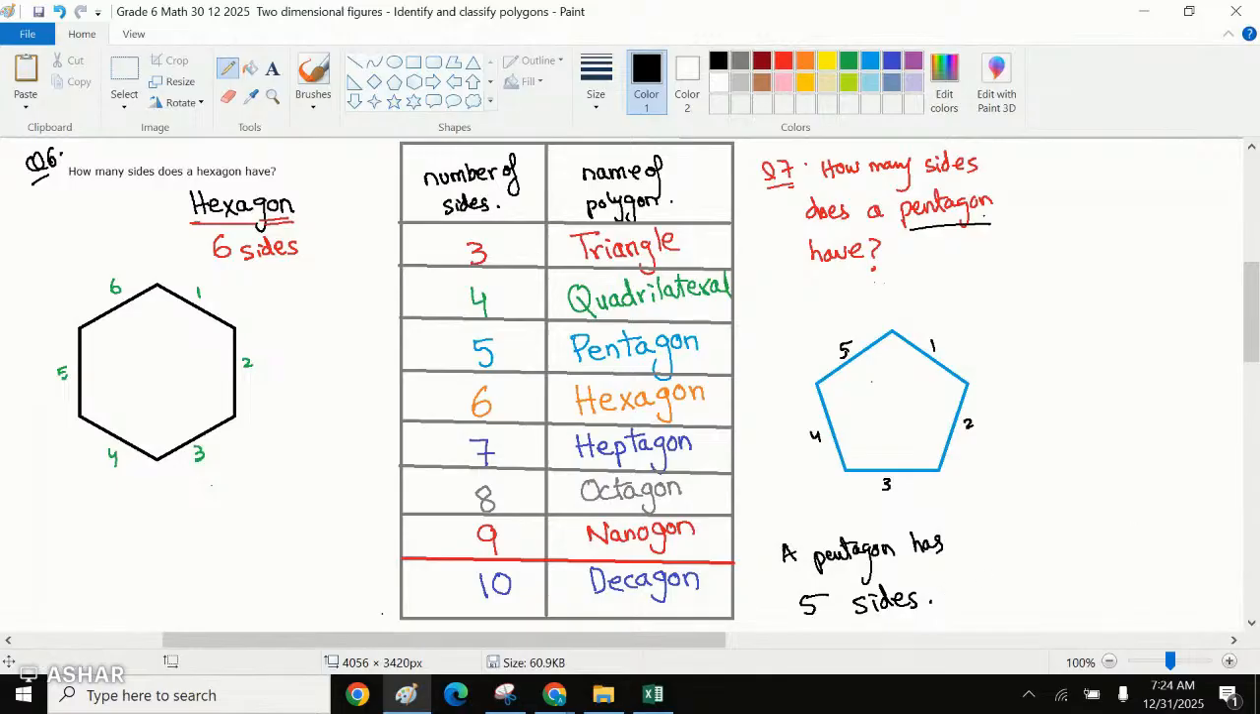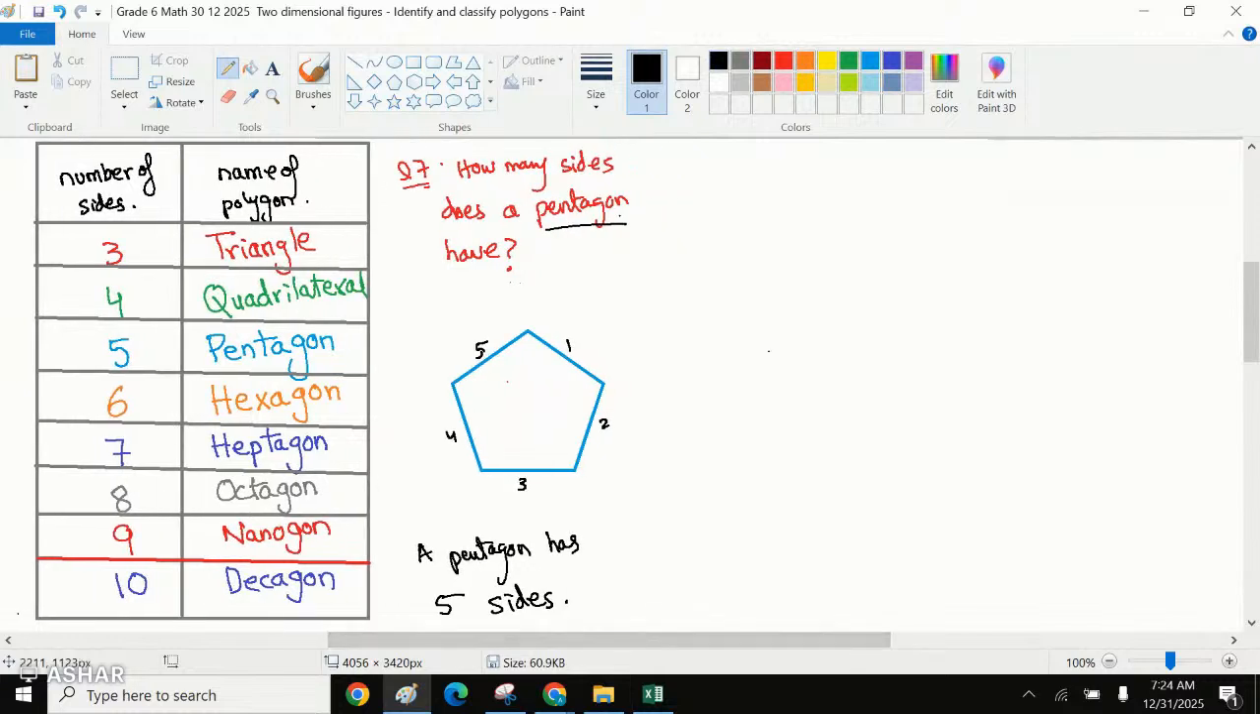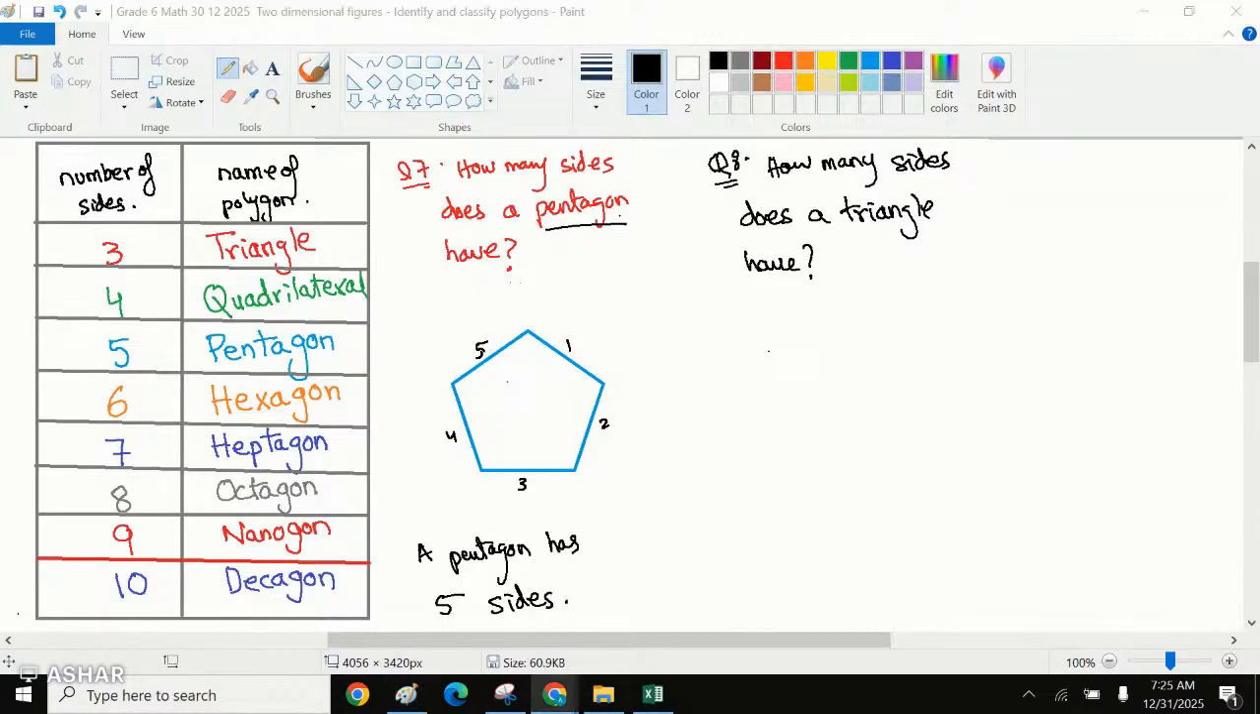Let's see what they have for us in the next question. That's a good question. They're asking us in question number 8, how many sides does a triangle have? Can anyone answer? Can you answer this? A triangle would mean there are how many sides? Ashik or John? Can I have the answer?